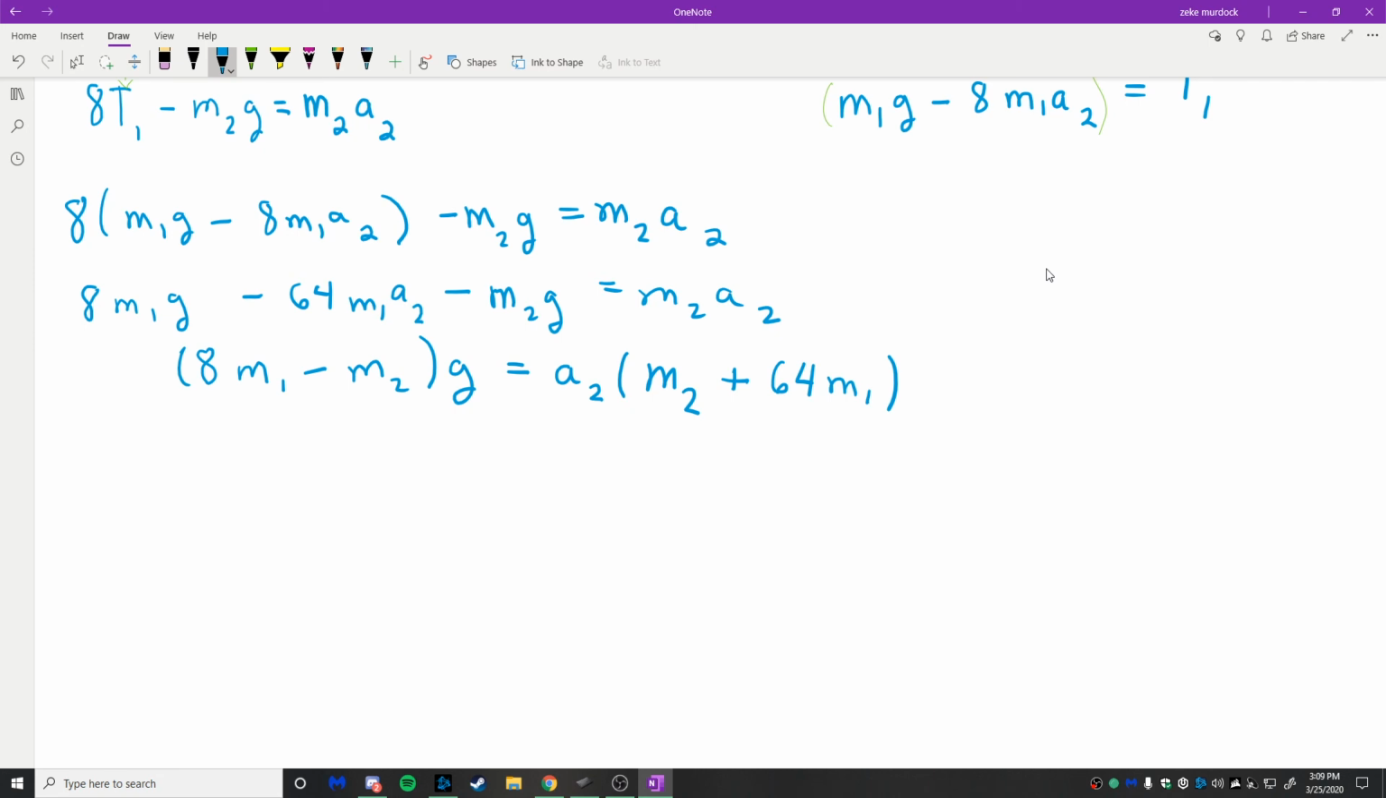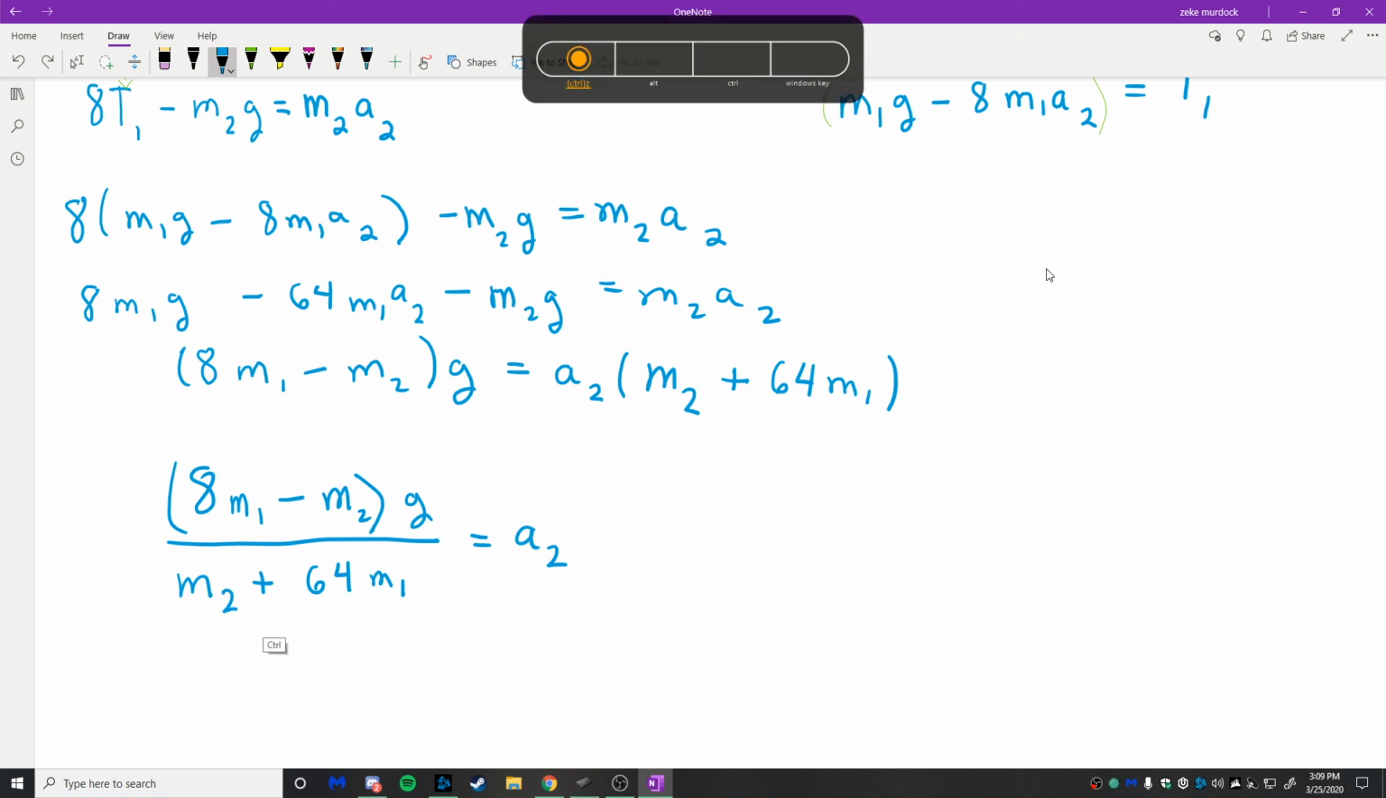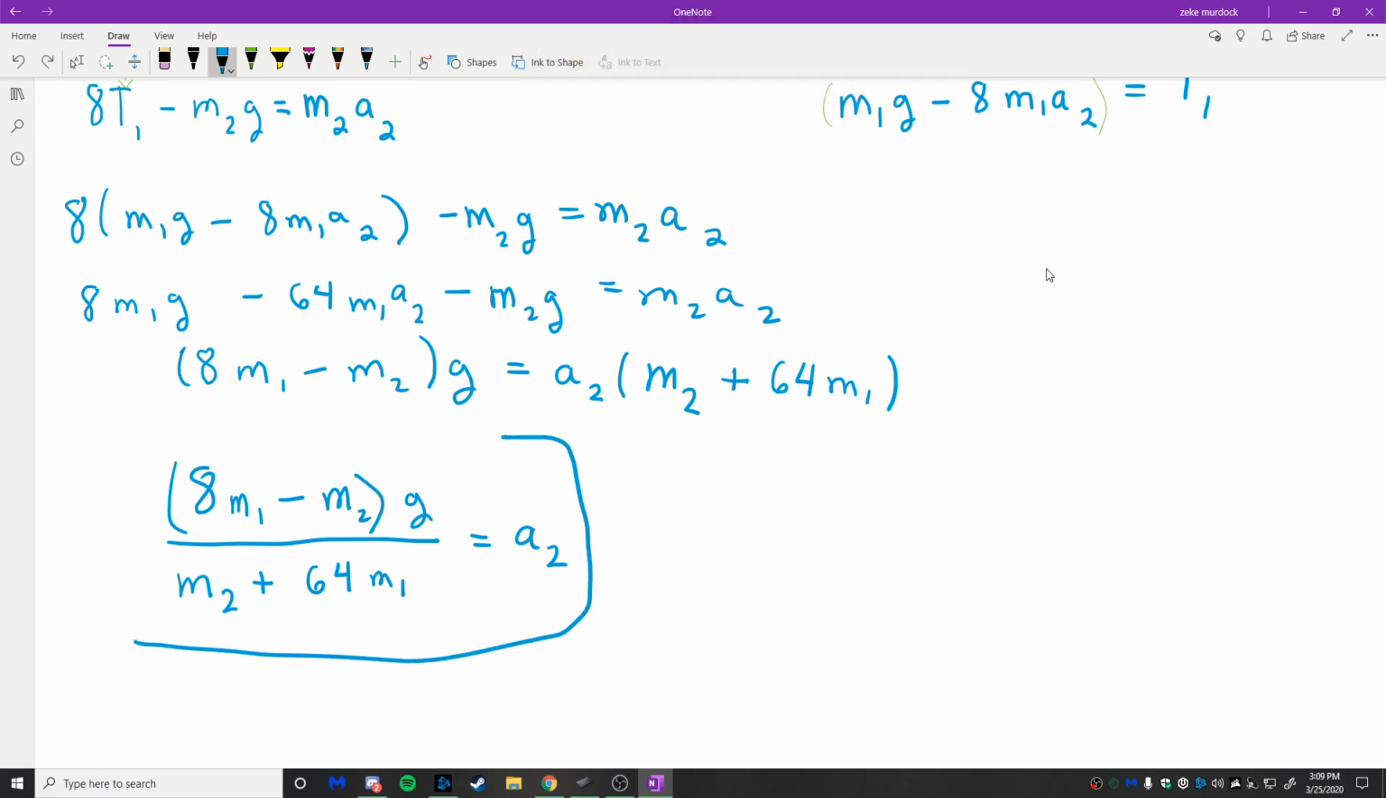What I could do is erase this and put it over here, but we'll rewrite it so we can write it large. So our final answer is 8 times M1 minus M2, all of that times gravity, and then we divide that by M2 plus 64 M1, and that's going to be equal to A2. And you can figure out what A1 is by multiplying A2 times 8. So there's our answer. We're going to look at some specific values of this, but do you guys have any questions? Did I do my algebra right?